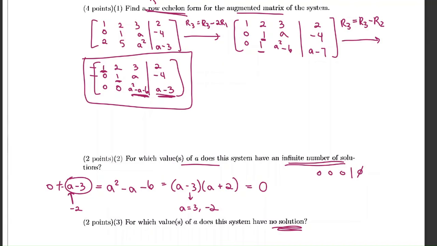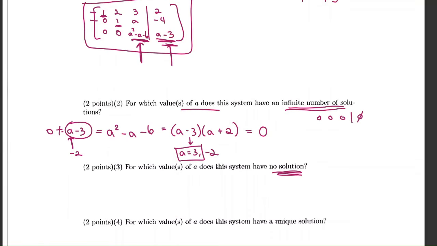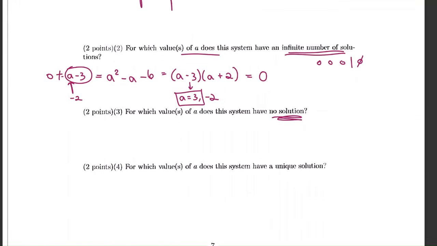So that means that when a is equal to 3, a minus 3 and a squared minus a minus 6 are both equal to 0. So that's its value when the system has an infinite number of solutions.